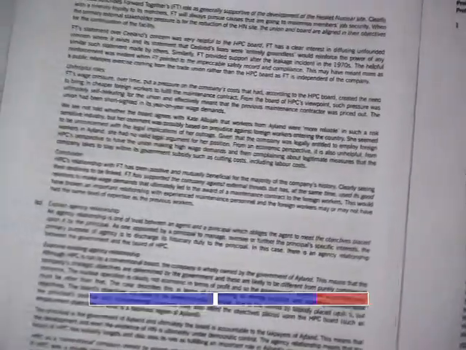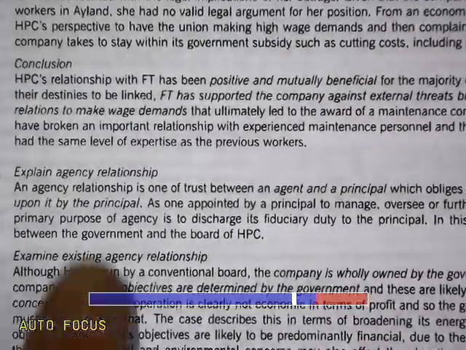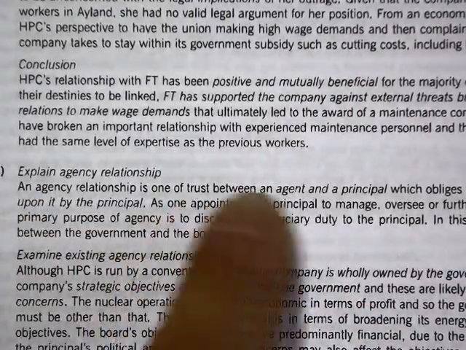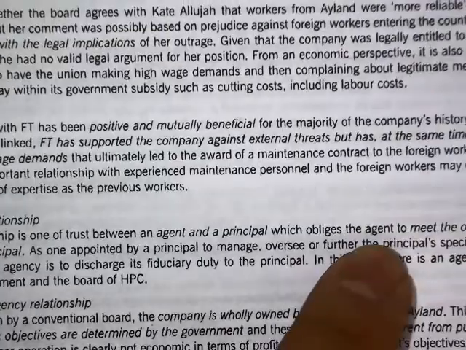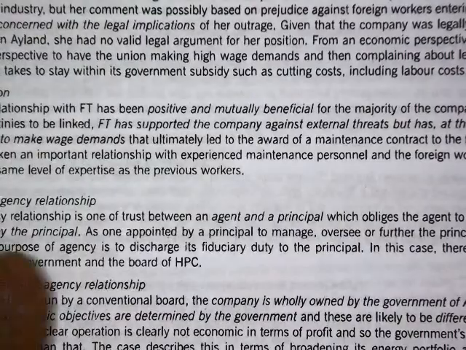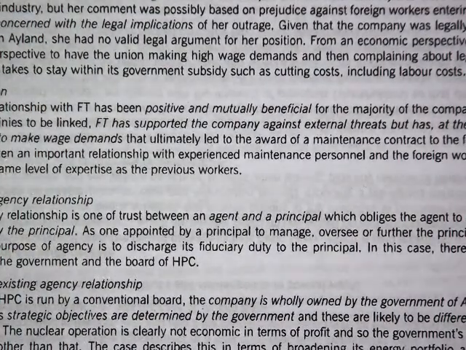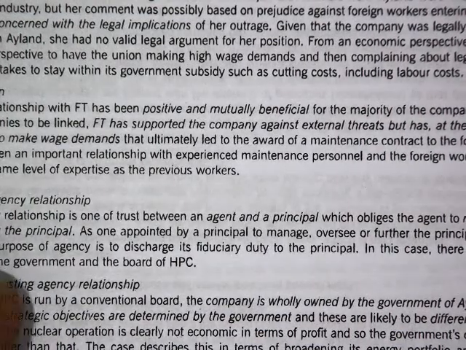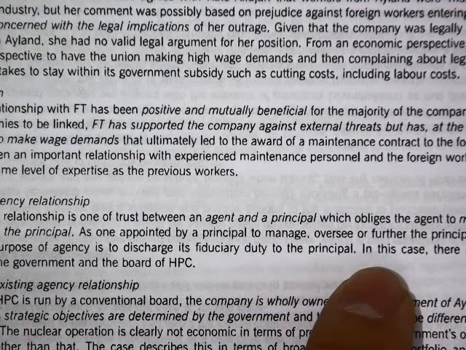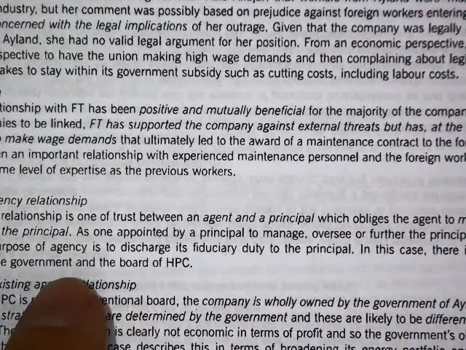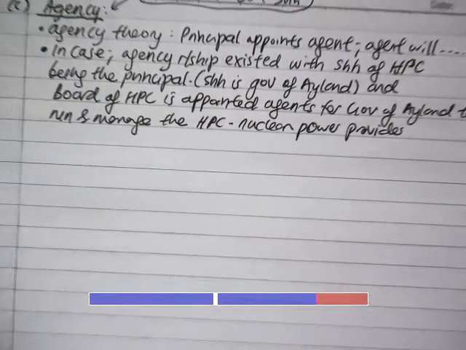Now, that's why you see the examiner's way of answering. Agency is one trust between agent and principal, and obliges the agent to meet the objective set by the principal. See, you know, he never starts with company shareholder. You start like that, you sure don't get marks. Okay? Now, then only they apply it to this case, that the agency is between the government and the board of HPC. Follow now?